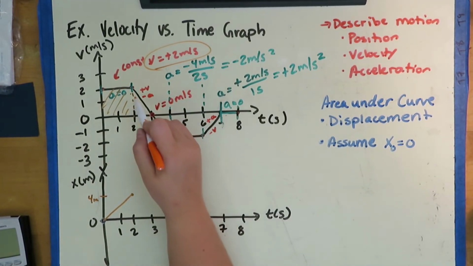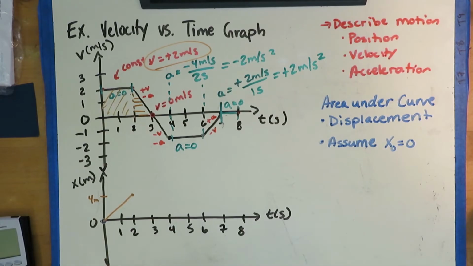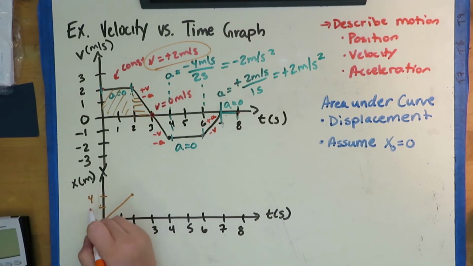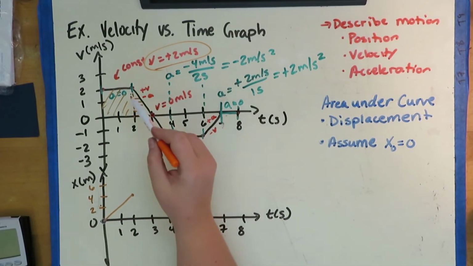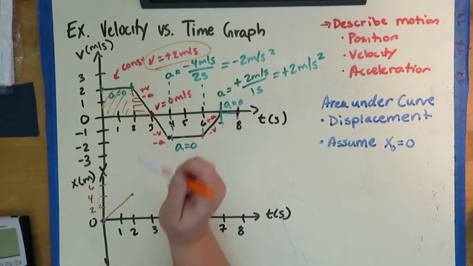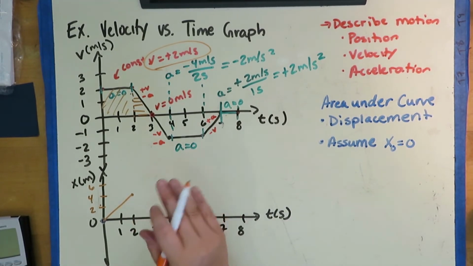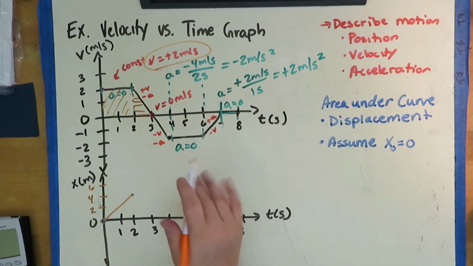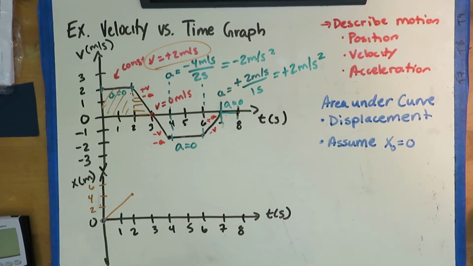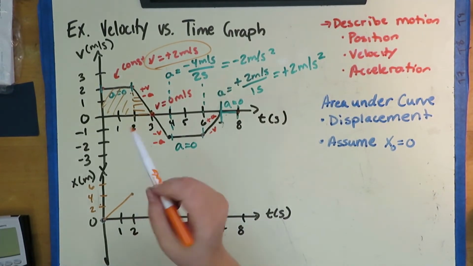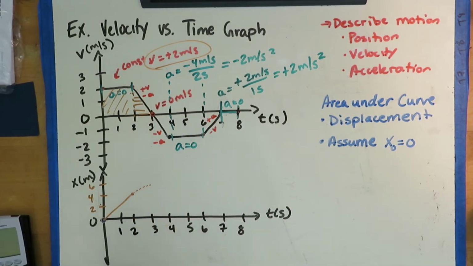Now what's going to happen is for this section right here, from 2 to 3 seconds, I'm still moving in the positive direction. But what happens is I'm slowing down. Well, how does slowing down look on a position time graph? Slowing down means a flattening of my curve until I have no slope at 3 seconds. So that shape is going to be something kind of like that. So it's going to curve to a flat.